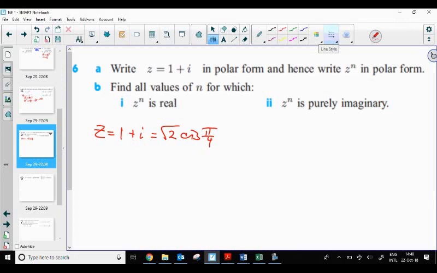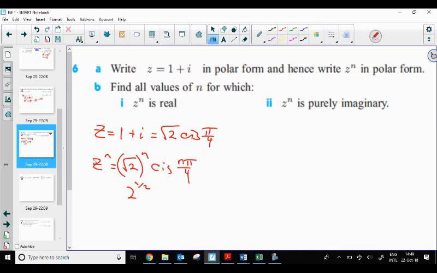Okay, here we've got a complex number z, which is 1 plus i, and we want to therefore write z to the power of n in polar form. Not too challenging. z to the power of n is going to be square root of 2 to the power of n, or I guess you could write that as 2 to the n over 2 if you want, times cis of n pi over 4.